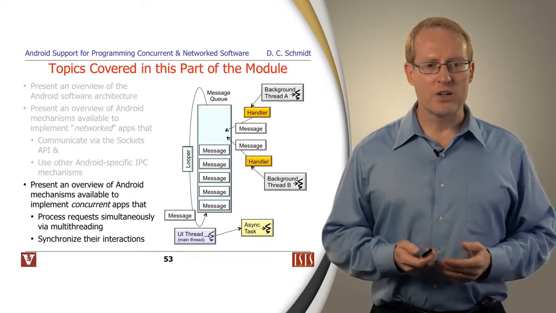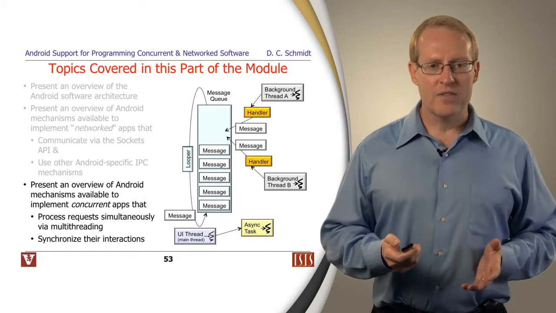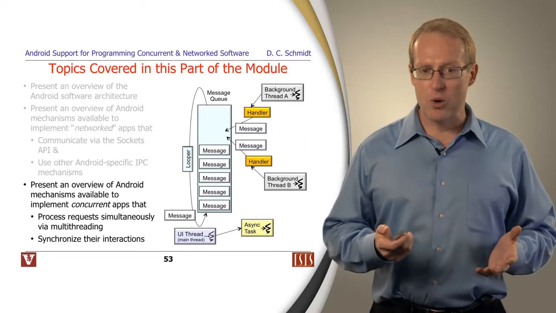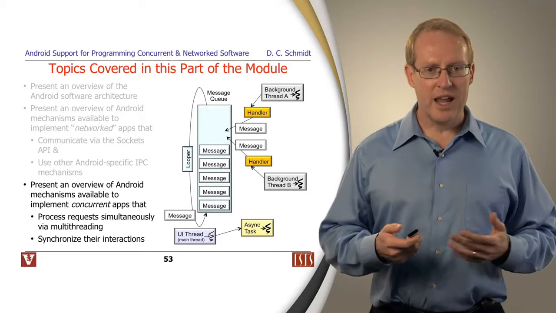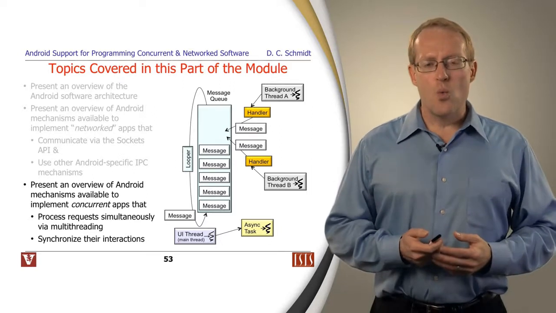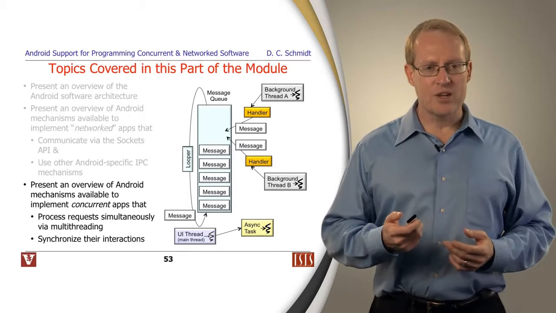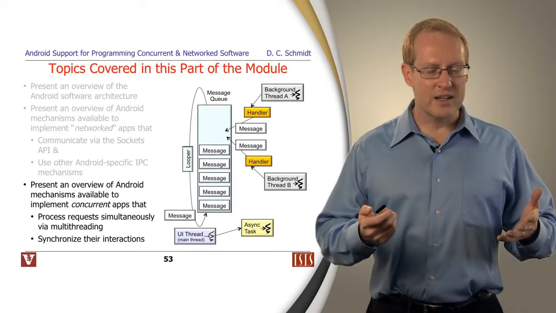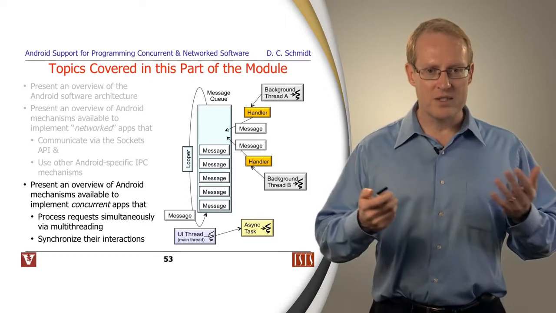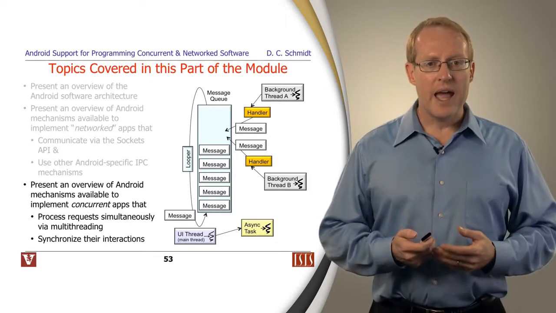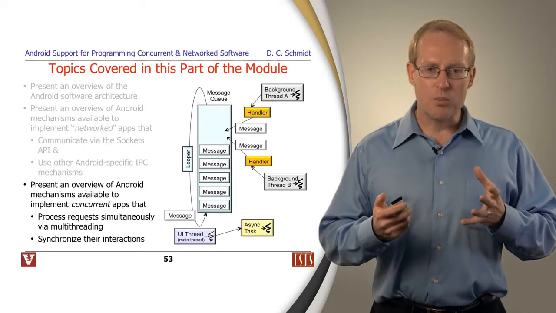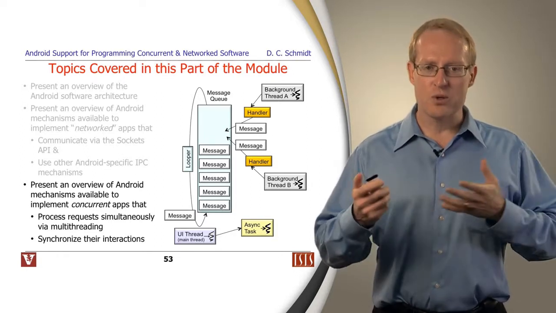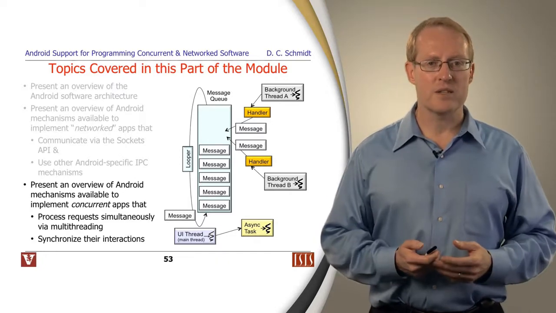In Part 1 of this module, we presented an overview of the Android layered software architecture and some of the key framework components it provides to applications and higher-level services. We then described the Android mechanisms available for networking. In other words, internet communication from Android devices out to the cloud or servers, as well as local inter-process communication between different processes and different activities or services on the same device.